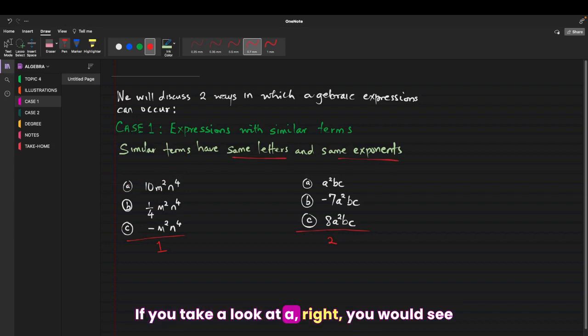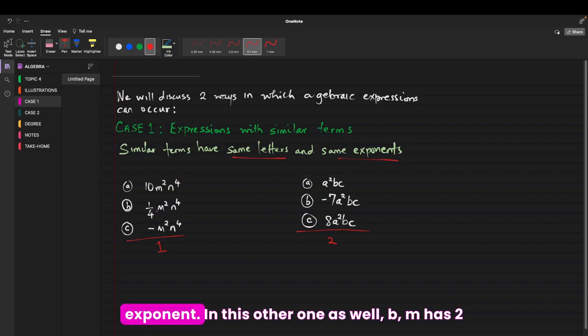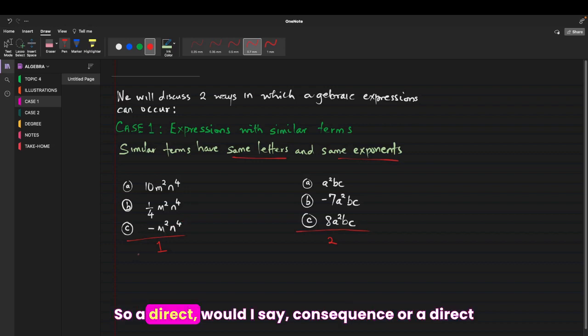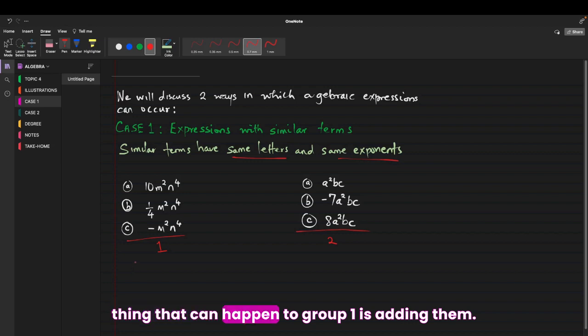If you take a look at A, you would see that M has 2 as its exponent, N has 4 as its exponent. In this other one as well, B, M has 2 as an exponent, N has 2 as an exponent. If you look at the third one, which is C, M has 2 as an exponent, N has 4 as an exponent. So a direct consequence, or a direct thing that can happen to group 1, is adding them.